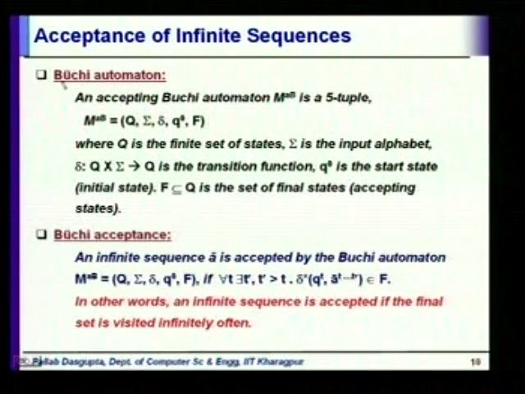In order to understand that, first let us see the definition of a Buchi automaton. A Buchi automaton is a 5-tuple like this, where Q is the set of finite states, sigma is the input alphabet, and delta is the transition function, exactly as before. q0 is the start state, and F, which is a subset of Q, is a set of final accepting states. So, this definition has nothing different from the definition of the normal finite automaton that we had in the last slide. The difference is in the acceptance condition.